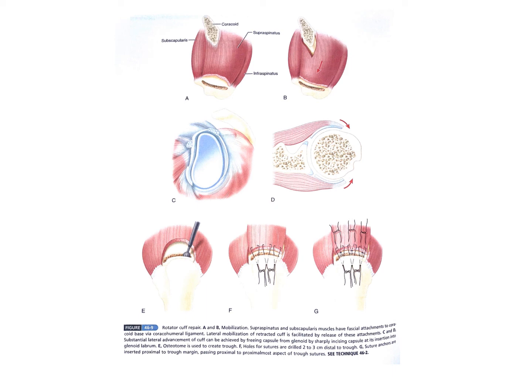C and D show that substantial lateral advancement of the cuff can be achieved by freeing the capsule from the glenoid, by sharply incising the capsule and its insertion into the glenoid labrum. Figure E shows that we have osteotomized and created a trough over the greater tuberosity, and then holes are drilled into the tuberosity, into the trough that we have created, and then suture anchors are passed through these holes, thereby suturing the muscle onto this trough.